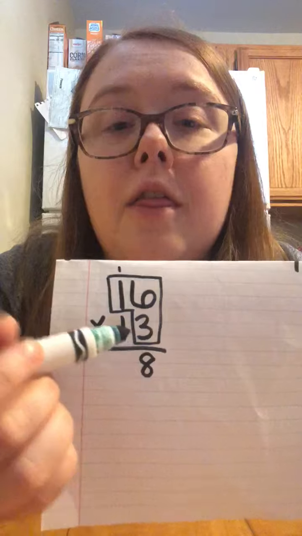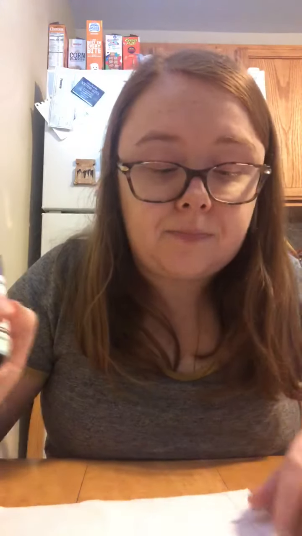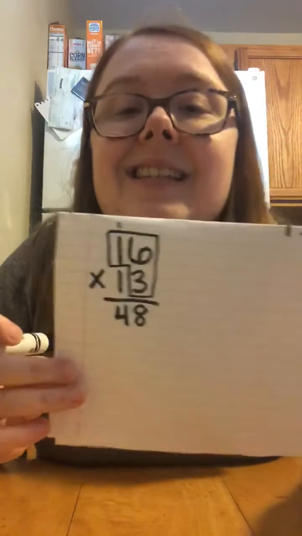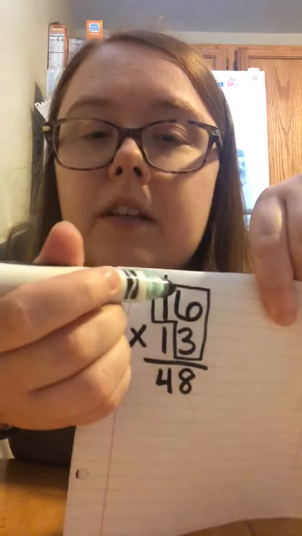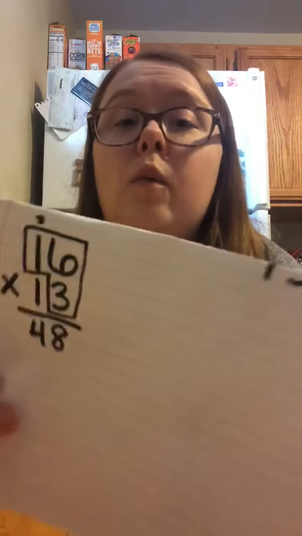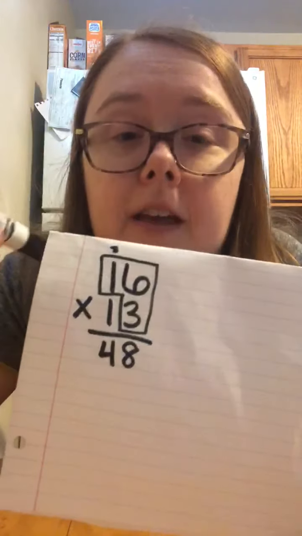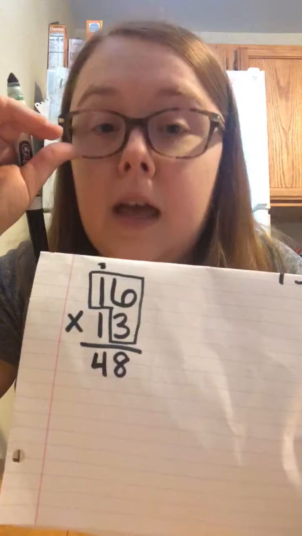So now I have 3 times 1, and then I add the additional 1 from 18. So 3 times 1 is 3, plus 1 is 4. That tells me that 16 times 3 is 48. Okay, I'm going to now scribble out this one in case I have to regroup again, or if I don't want that 1 there because I'm not going to add anything if I'm not regrouping.